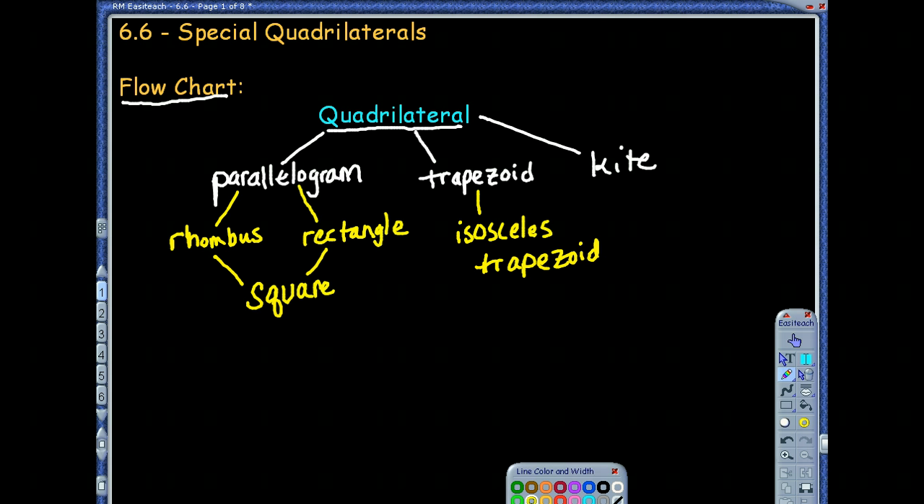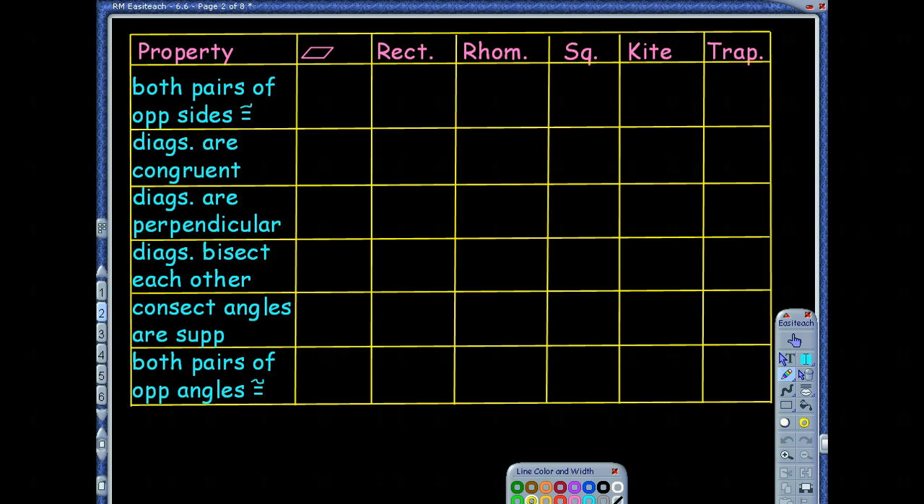Okay. All right. And a kite? We didn't look at anything more specific with a kite. A kite was just a kite. Exactly. So again, this might be something we come back to if we need to. All right, this next slide.